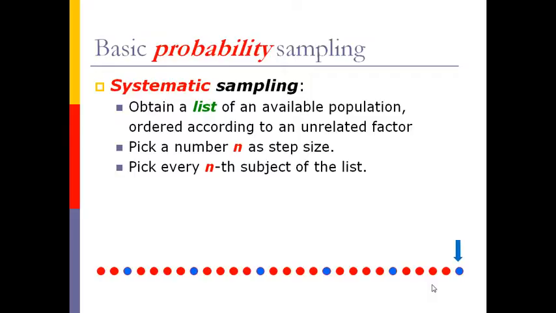But again, that's still a randomization. We're trying to exclude any bias. We're picking randomly from the list, or systematically from the list, randomly in the sense that we don't know who is on the list at any particular position. Remember, the order is independent of the factor we're studying. But that's where the randomness comes in.